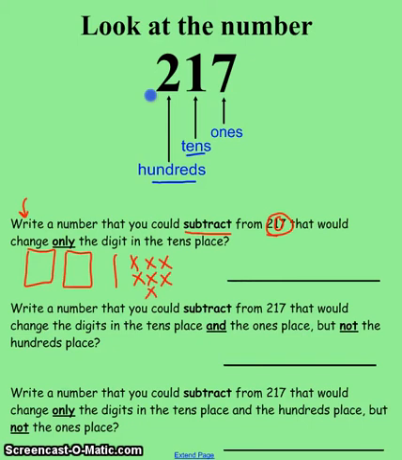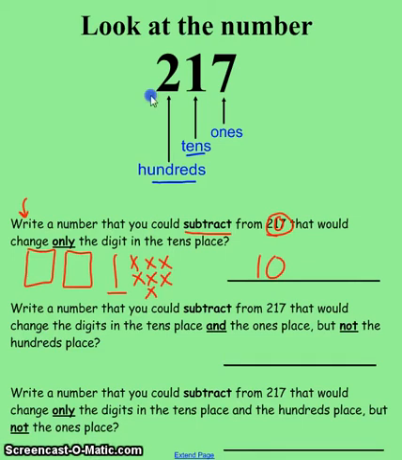In looking at the number 217, the only number you can subtract that would change the digit in the tens place would be 110 or 10. If you subtracted anything greater than that, it would change the digit in the hundreds place.